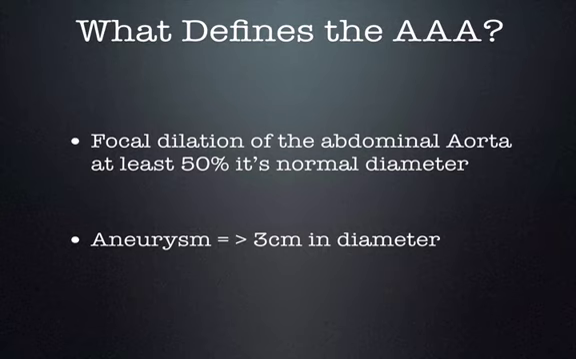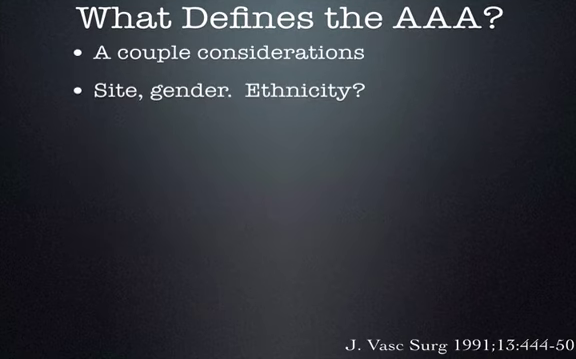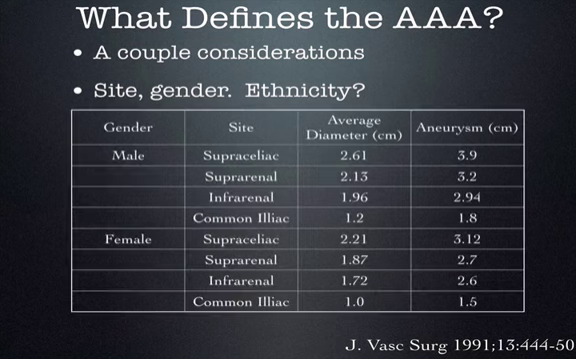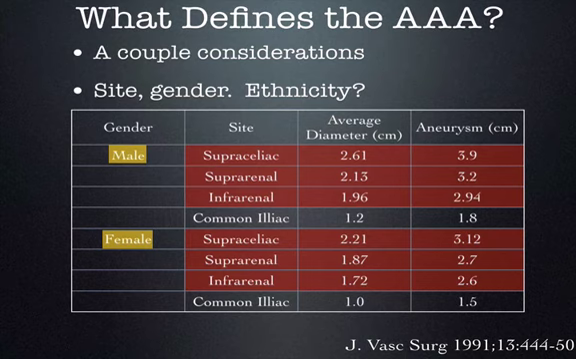The number that most people cite will be 3 centimeters, and that comes from this study right here, Journal of Vascular Surgery, 1991, where they actually looked at the average diameter of the 3 segments of the abdominal aorta in both males and females. And you can see the average diameters at the supraceliac, suprarenal, and infrarenal portions of the aorta. And for the most part, the 3 centimeter cutoff for aneurysm works quite well, with the exception of maybe the supraceliac portion of the male aorta, which is a rare location for abdominal aortic aneurysm. So it's okay to use this 3 centimeter cutoff.